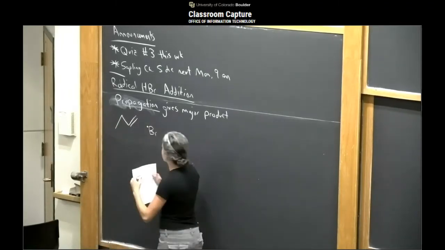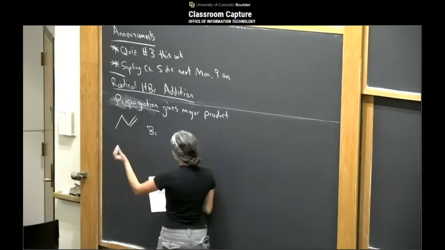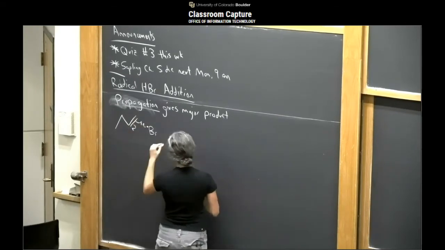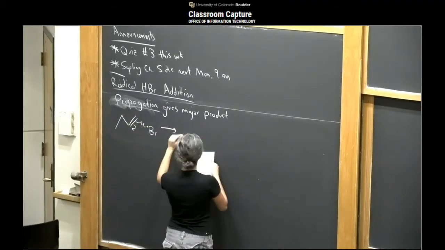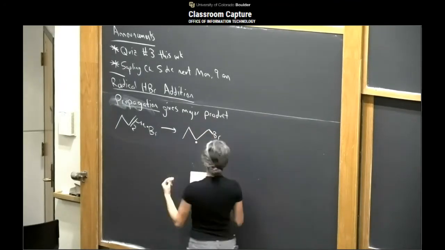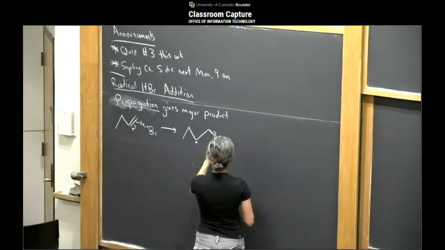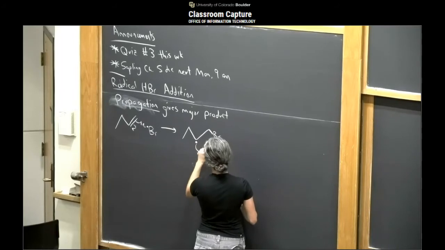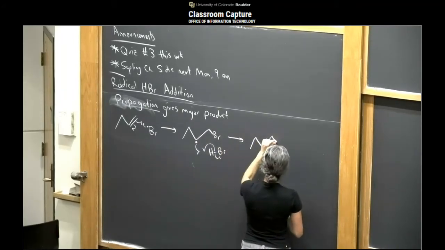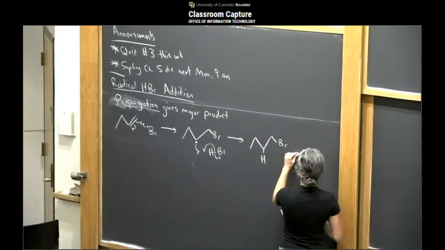We start propagation with the Br dot that we produce during initiation. We do that 3-arrow fishhook kind of thing that is really common when we're reacting a radical with a non-radical. We end up making a new carbon radical, and then we react that with an HBr and spit out a new Br dot.